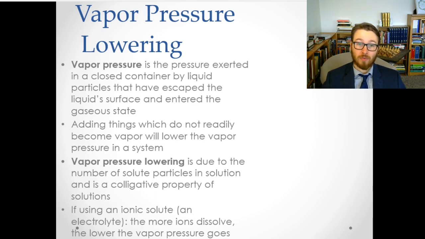Adding things which do not become vapor, like salt or sugar, lowers the vapor pressure. All right, so if you put a bunch of water in a tank, and it's pure water, the pressure will be higher than if you add salt water to a tank. Because as it turns out, when you add stuff to water, when you dissolve stuff in water, the vapor pressure goes down. So the first colligative property is vapor pressure lowering. When you add more stuff, the vapor pressure goes down.